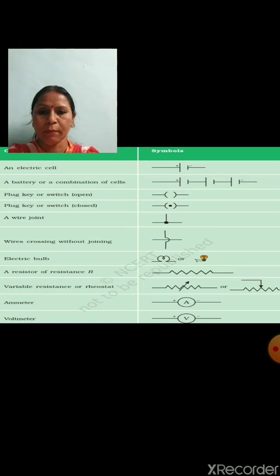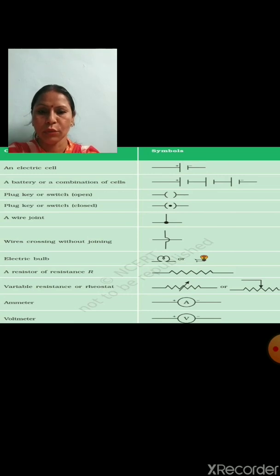After this you have a plug key where the switch is open. When the switch is open, then no current flows in the circuit. So here is the symbol of open circuit. Now the next one is the plug key when the switch is closed. When the switch is closed, then electric current flows in the circuit.